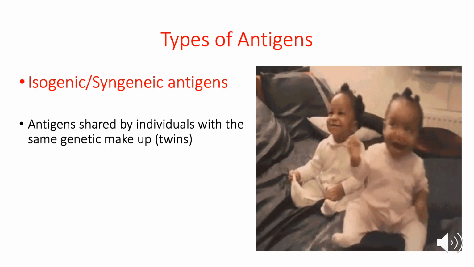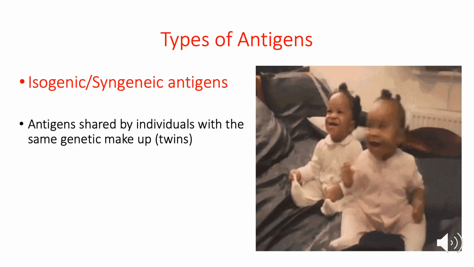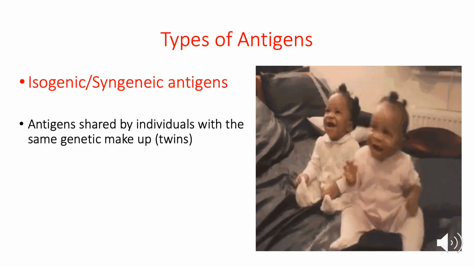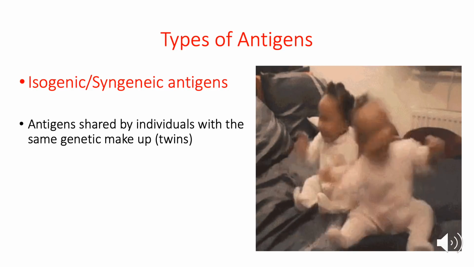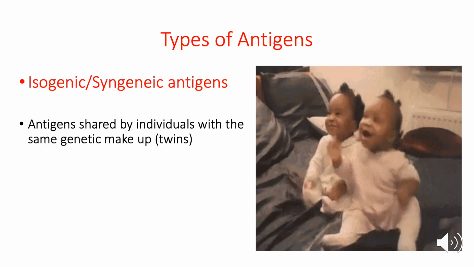Another type of antigen is the isogenic or syngenic antigen. From the name syngenic, it means the persons have the same genes. So these are the antigens shared by people with the same genetic makeup, or basically twins.